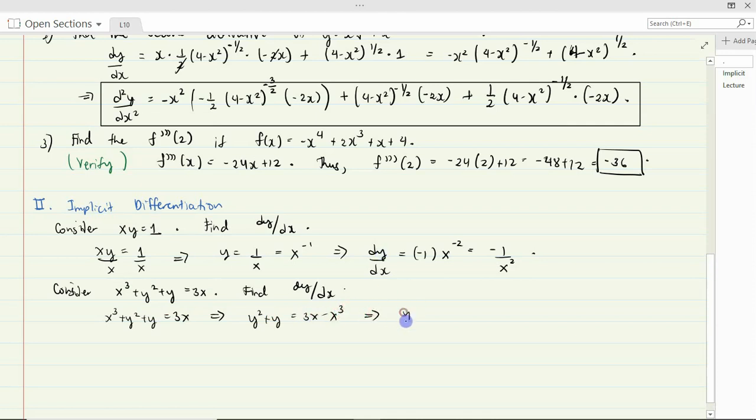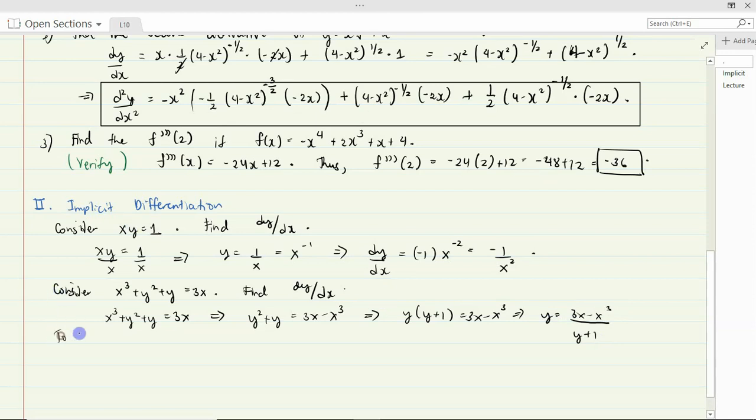And then, pwede natin ilabas si y dito. So, you have y times y plus 1 equals 3x minus x cubed. And then, i-divide natin lahat by y plus 1. So, you get y equals this quotient. Pero ano yung problema dito? May y pa rin, ano? Hindi natin siya ma-express na puro x lamang yun dito. Actually, hindi natin kaya.